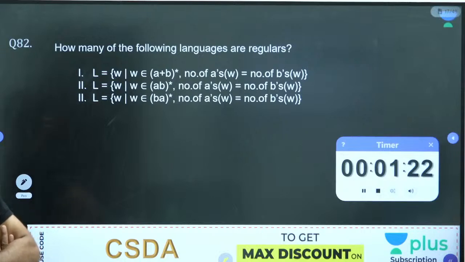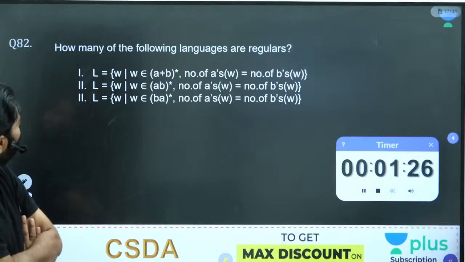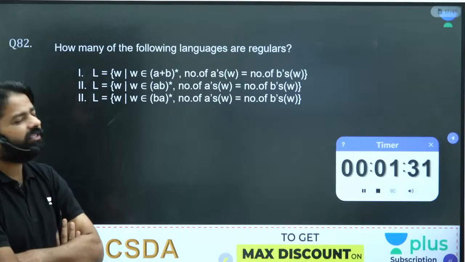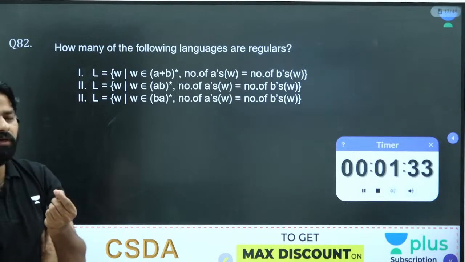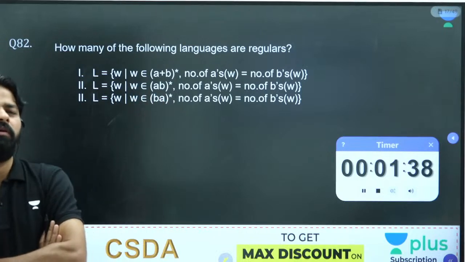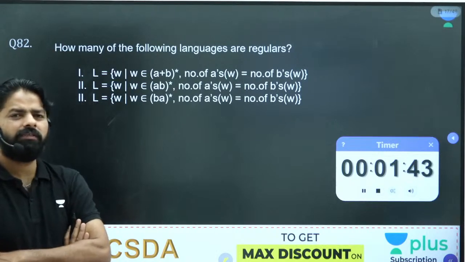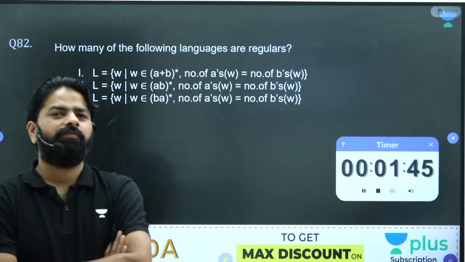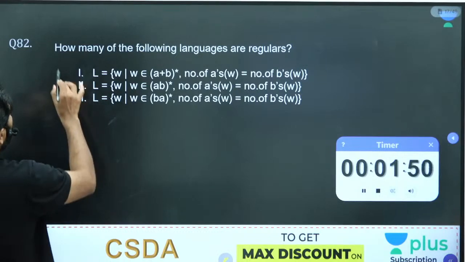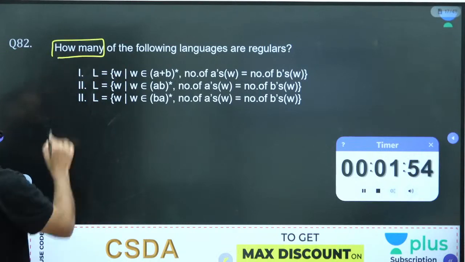How many? 1, 2, 3. Even I didn't ask which one is regular here, right? It is a numerical answer type. Out of 1, 2, 3, which is right? Number 1, number 2, number 3. Here, how many are regulars? All of them or one? Which one is that? What is the numerical answer type? How many?